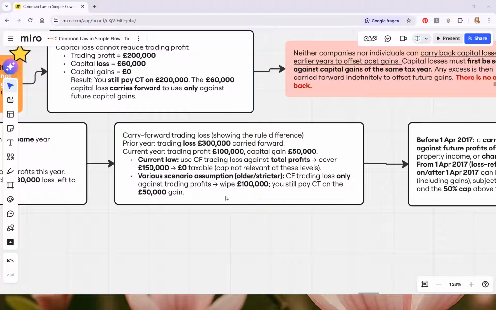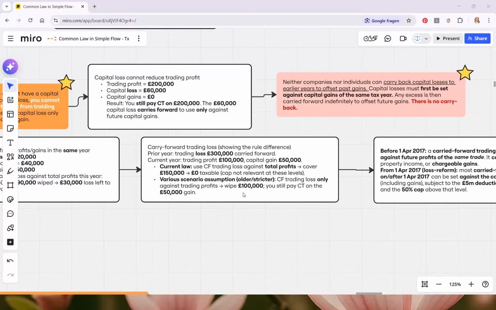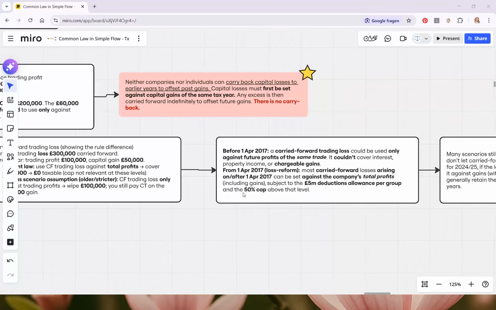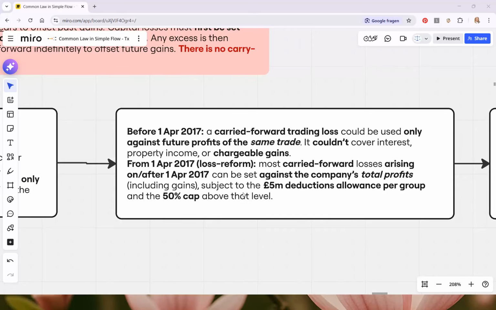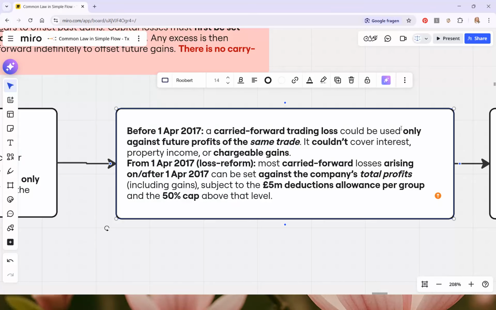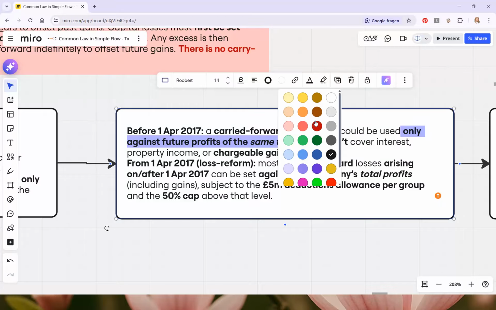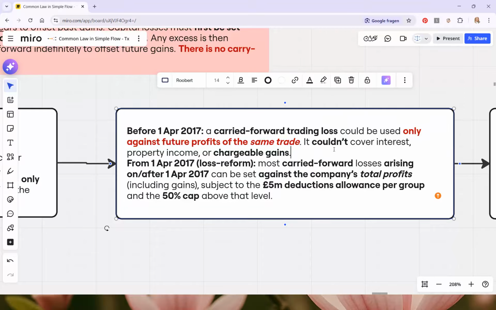In the older, stricter scenario, the trading loss could be used only against trading profits. That would wipe out the 100K, but you would still pay corporation tax on the 50,000 gain. Before April 2017, a carry forward trading loss could be used only against future profits of the same trade. It couldn't cover interest, property income, or chargeable gains.